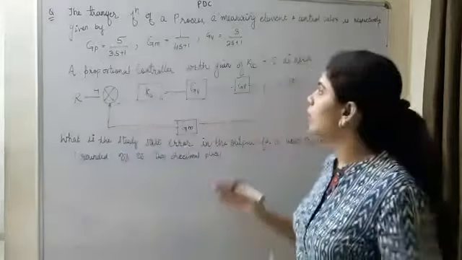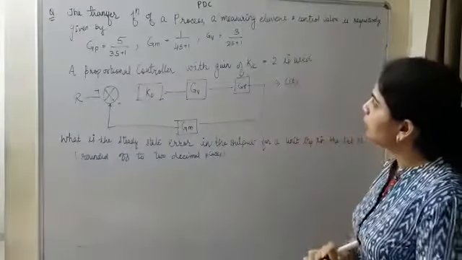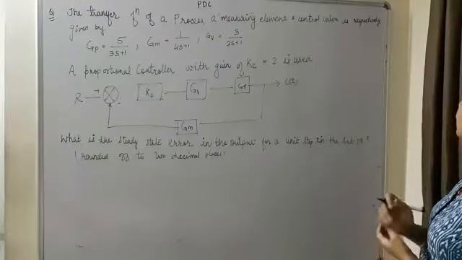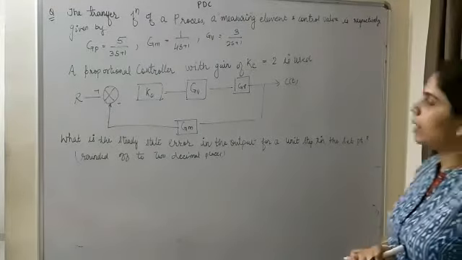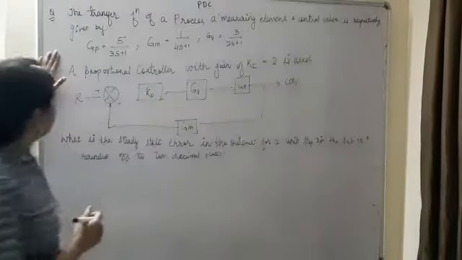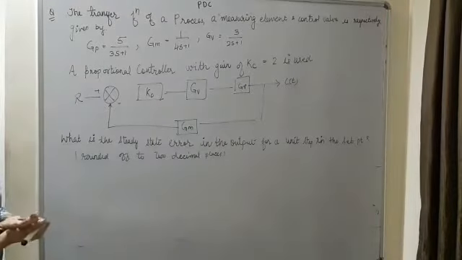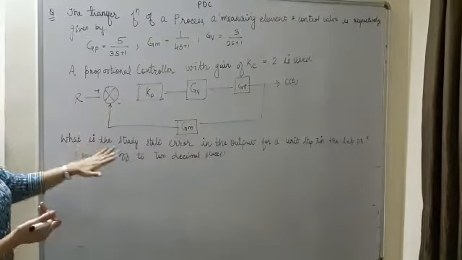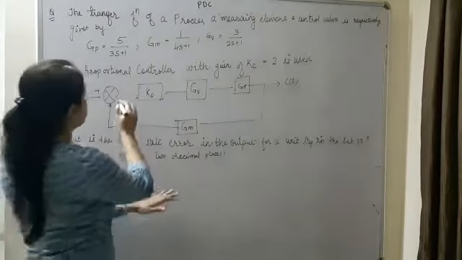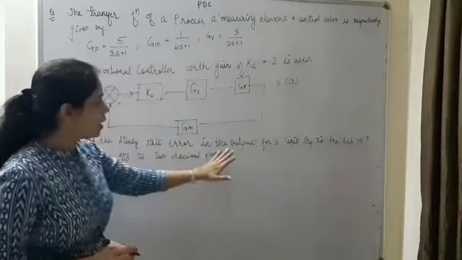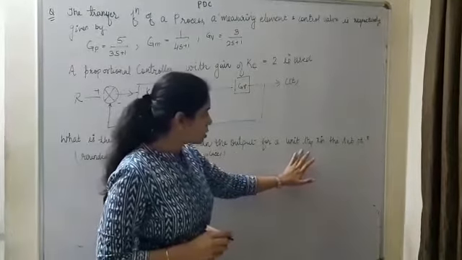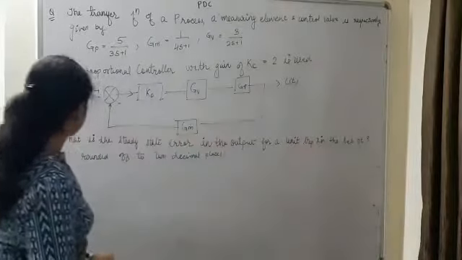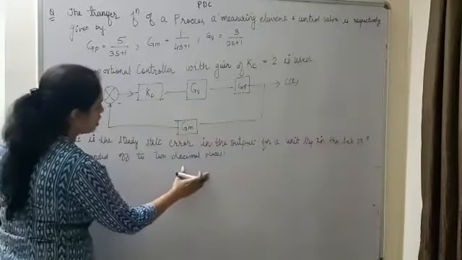Come back. Now let's take another problem. The transfer functions of a process, a measuring element and a control valve are respectively given by these values. A proportional controller with gain Kc equal to 2 is used. What is the steady state error in the output for a unit step input in the set point? Round off to 2 decimal places.